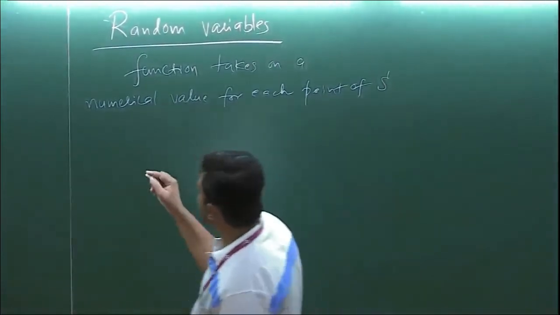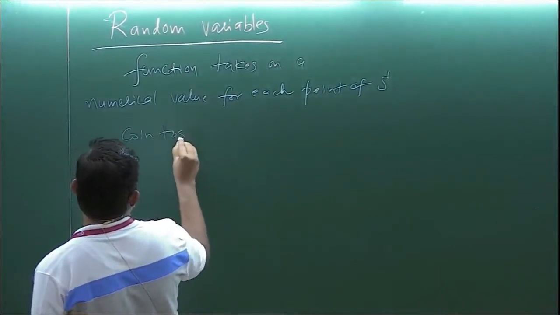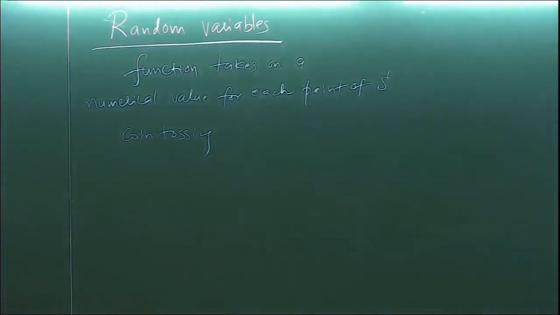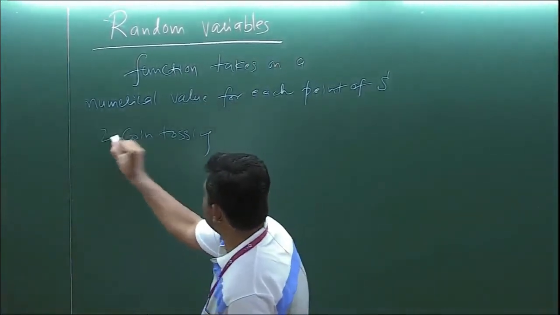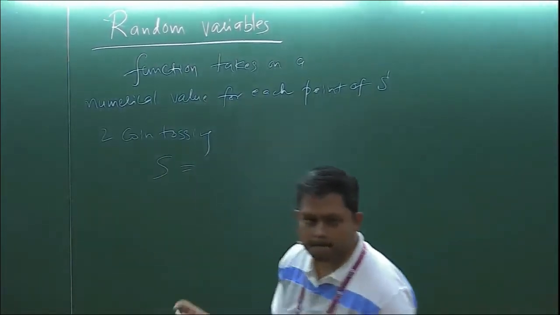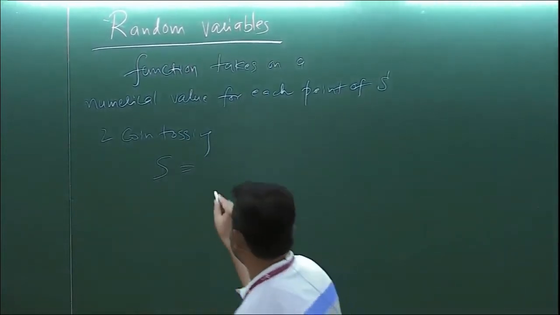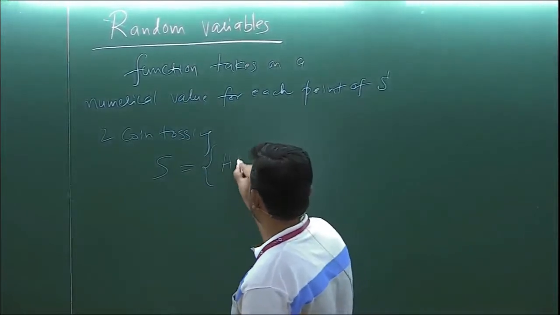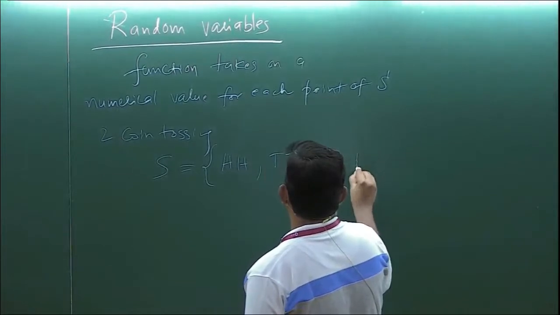The canonical example that we usually have is coin tossing. You toss a coin and find out the number of times heads and tails occur. Let's say you toss 2 coins. What's the sample space? I've tossed 2 coins, so there are 4 possibilities, right? Both of them are heads, both of them are tails, one is head and the other is tail, and one is tail and the other is head.